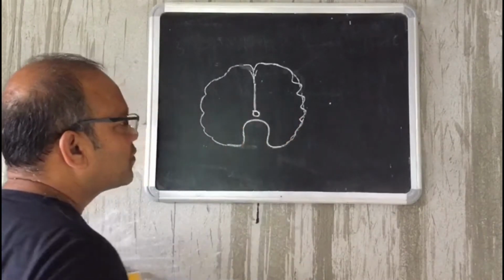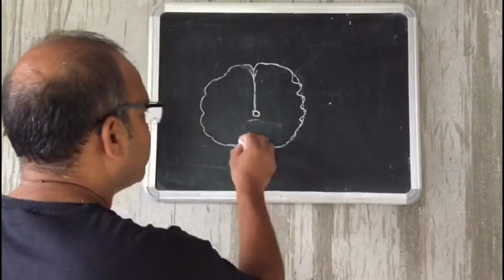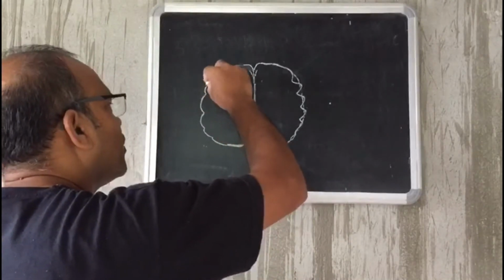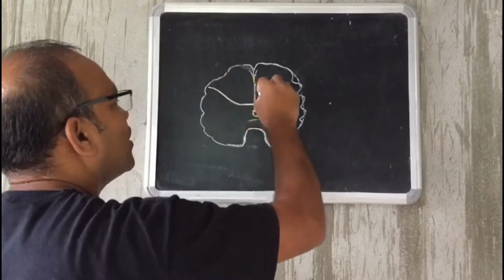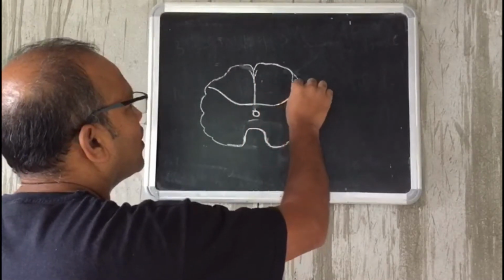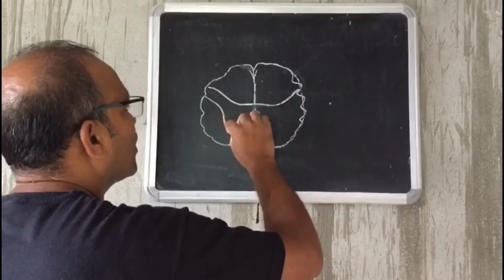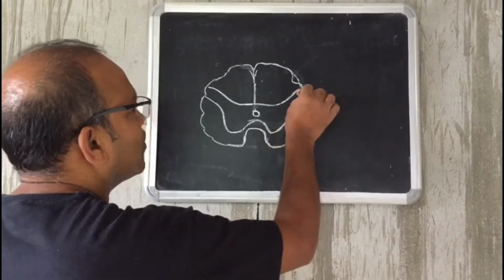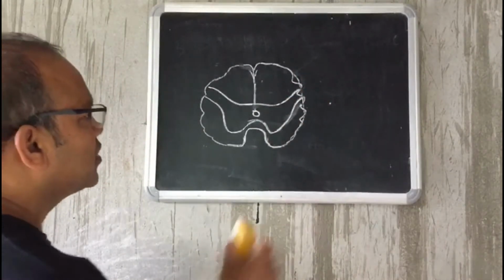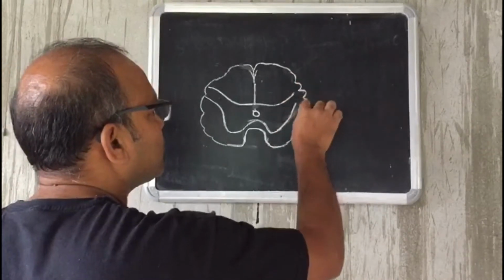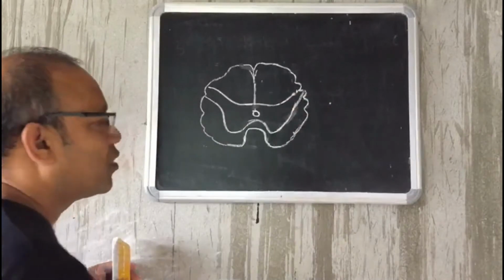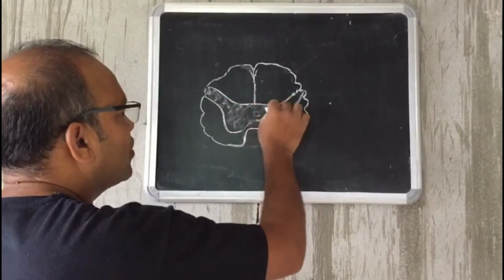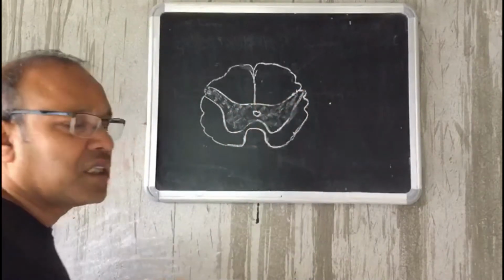We have the central canal here. Then what we have here is the horn-like structure present here. This is the structure of the spinal cord. The interior, this horn-like structure that is present inside the spinal cord, is filled with cell bodies.